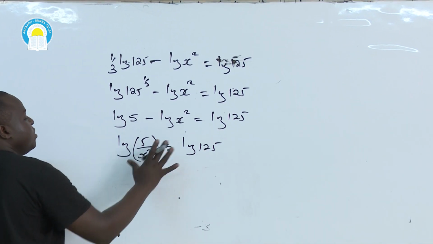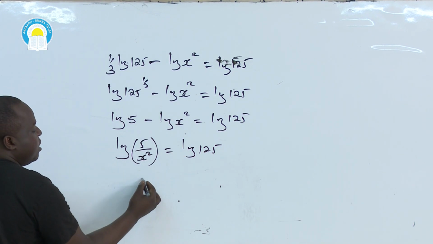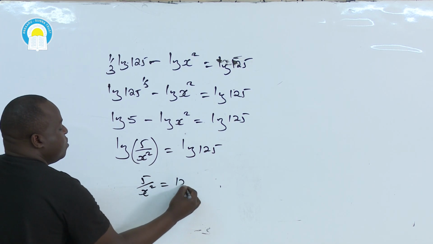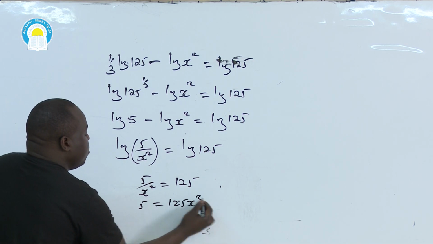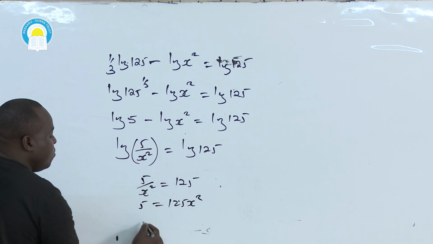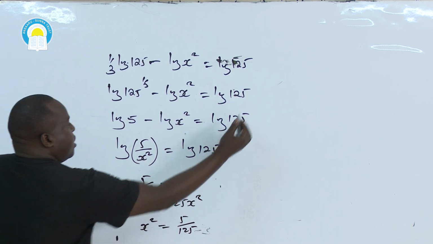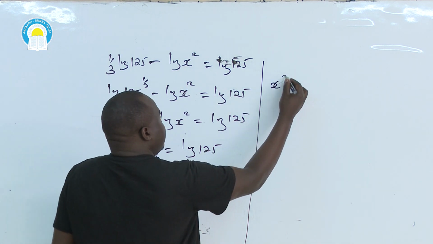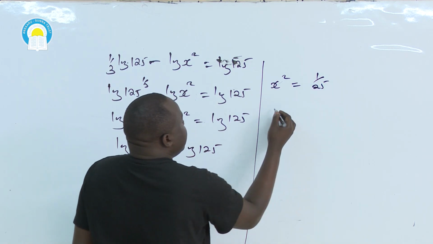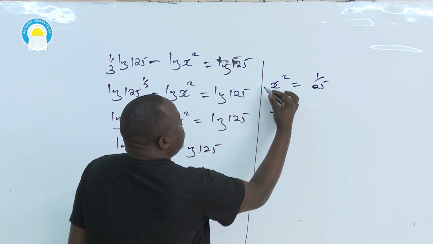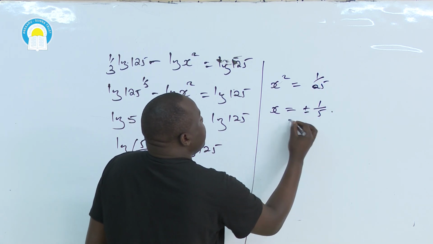Okay, next. Once you have only two terms, one on the right, the other on the left, get rid of the logs, then you'll have 5 over x squared equals 125. Multiplying x squared on both sides leaves me with 125x squared equals 5, so x squared equals 5 over 125. x squared equals 1 over 25. Then the value of x for this question will be, taking the square root on both sides, plus or minus 1 over 5.